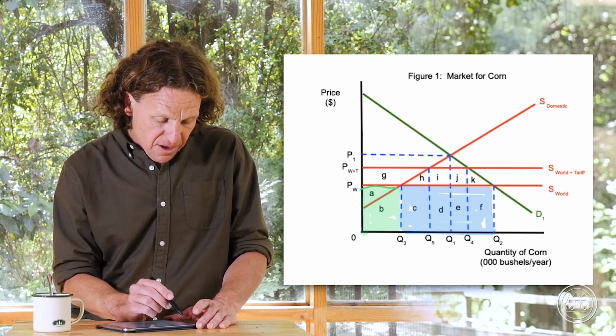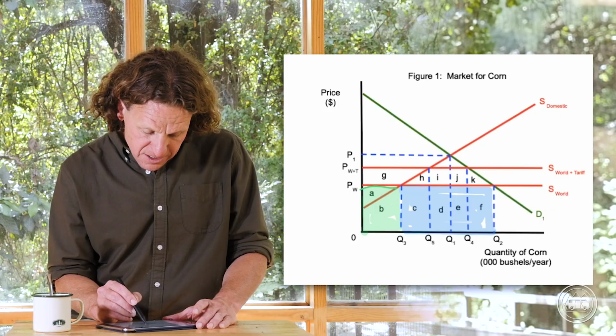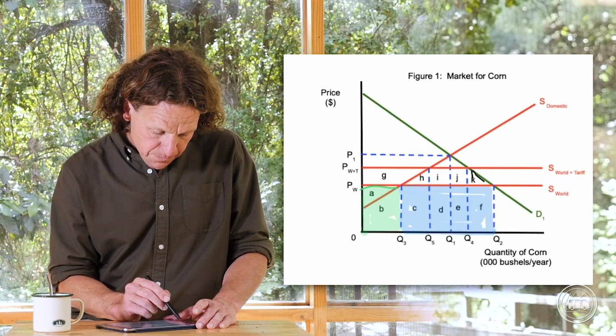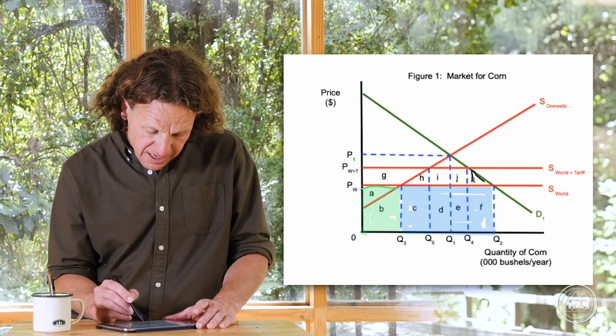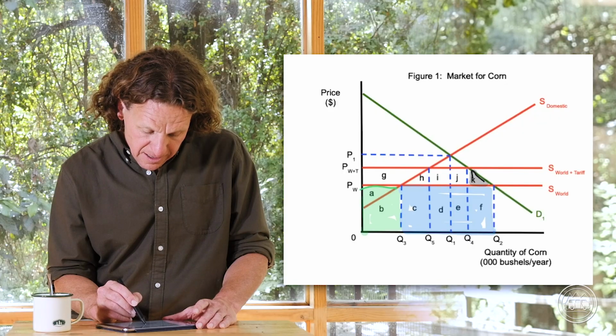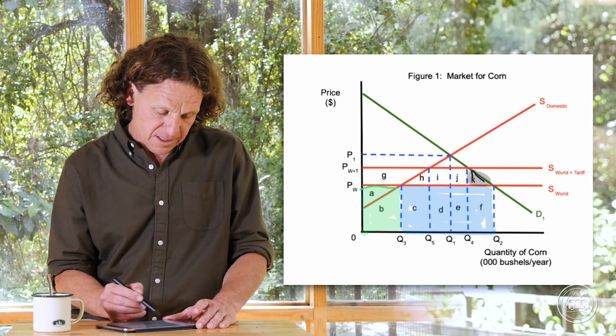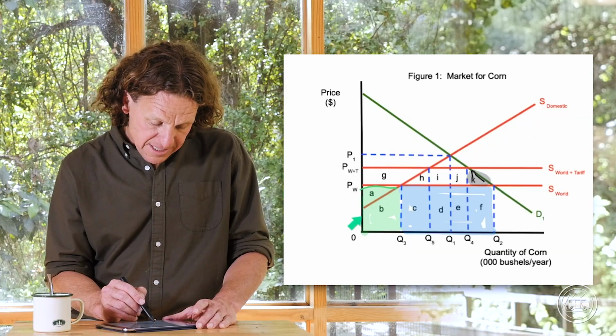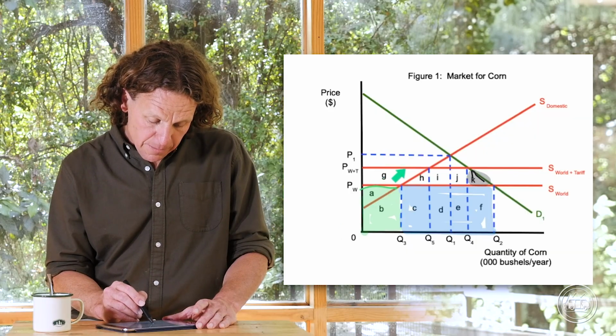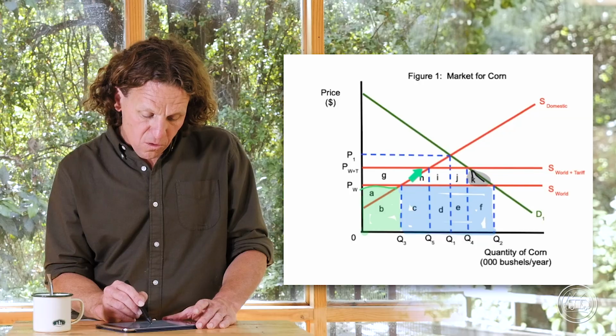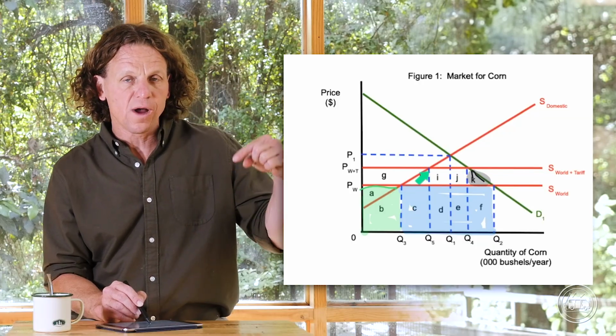Which means that there is a welfare loss to society of K, because that corn is lost. It's no longer produced or sold in the United States. Okay? Well, at PW plus T, what level of corn is now produced by U.S.